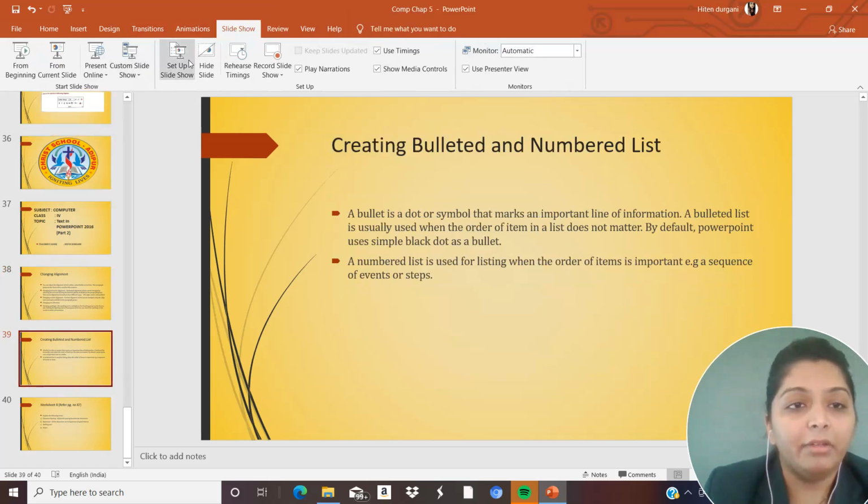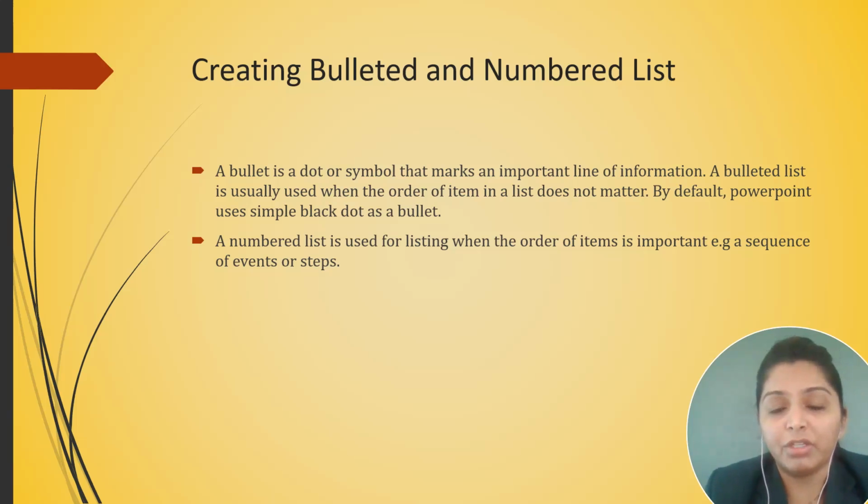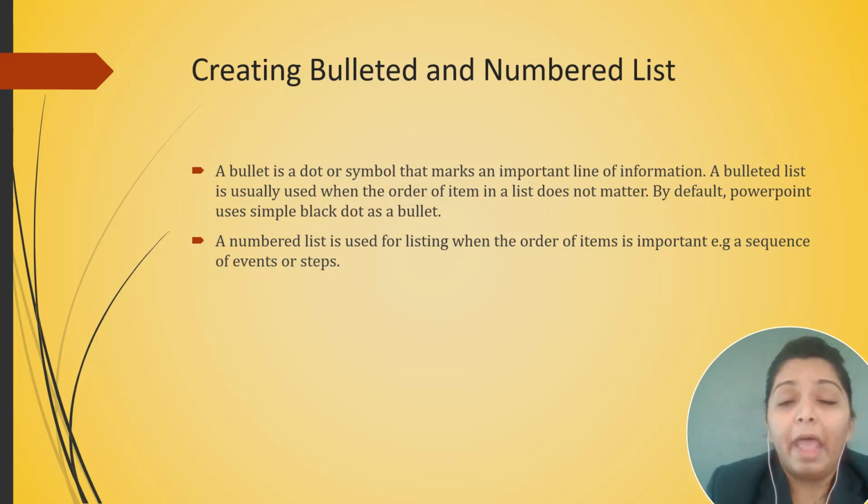Now we have creating bulleted and numbered lists. A bullet is a dot or a symbol that marks an important line of information. Now, dear children, as you are writing in your notebooks, you put number one, number two, or else you put arrows to write down the steps.